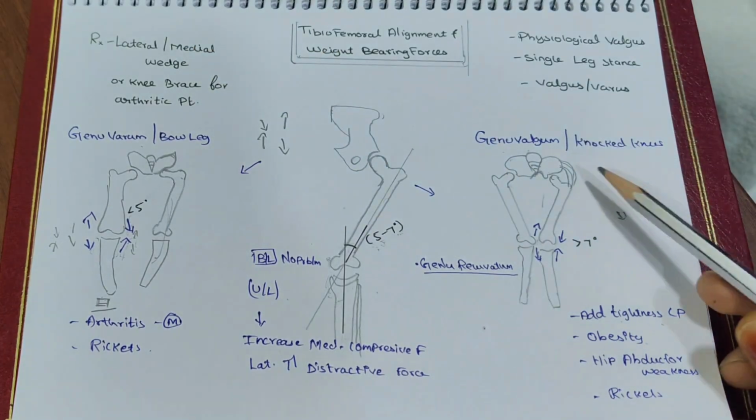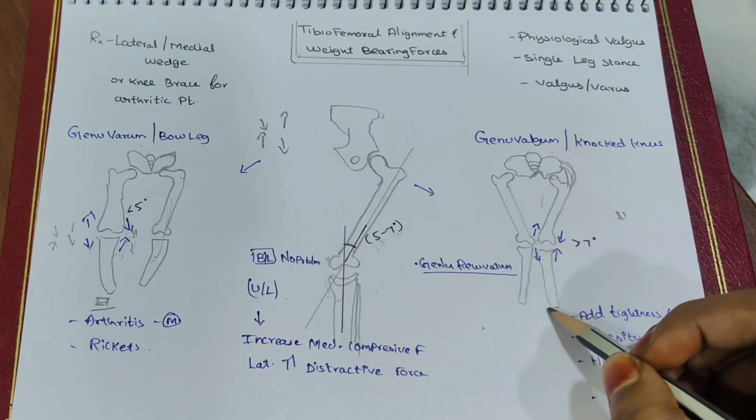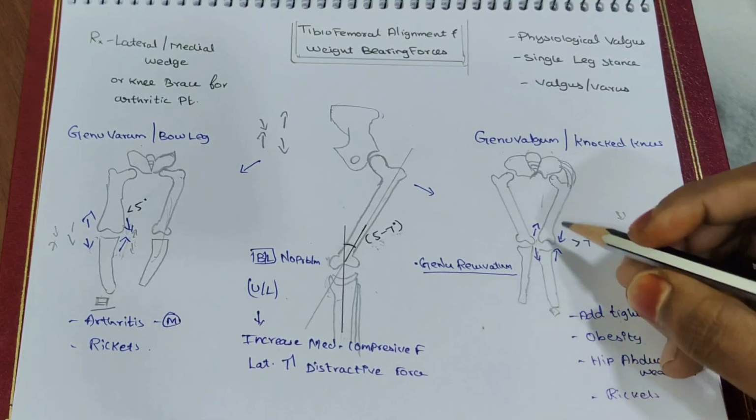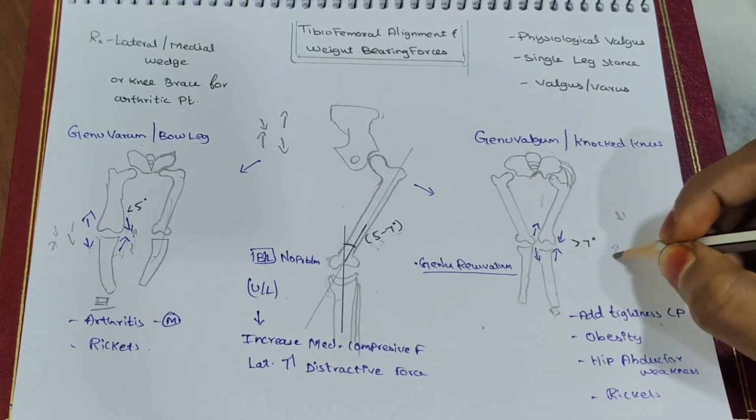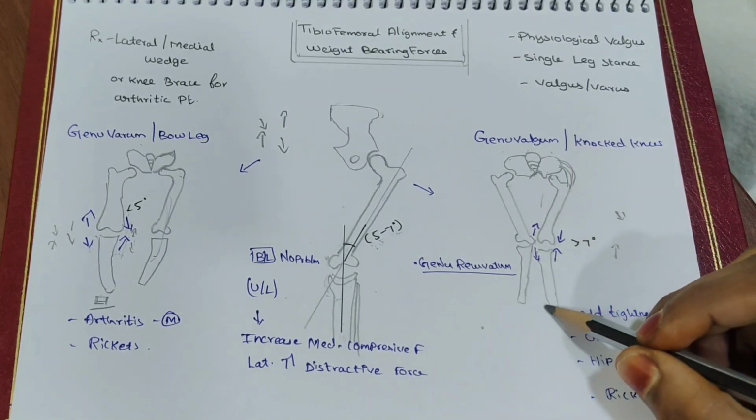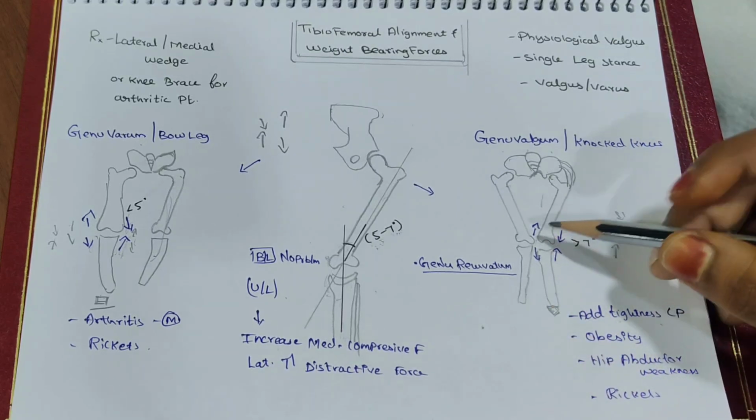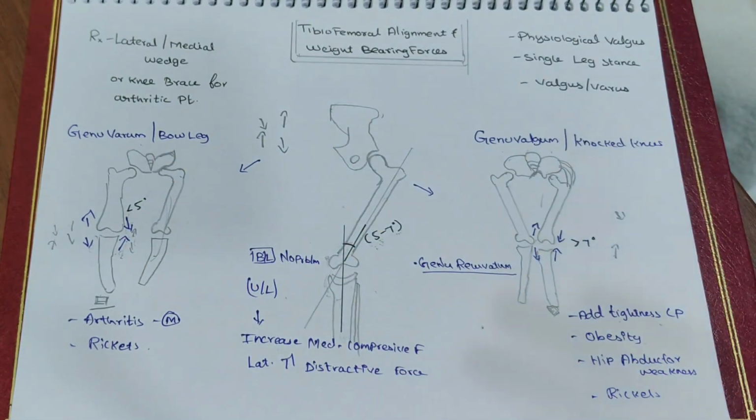For genu valgum we will give a medial wedging. Wedging creates a compressive force. Okay, make sure the concept is clear. Wedging creates a compressive force. If you give the medial wedging, the medial side gets a compressive force. It is the opposite, to balance the compressive force and distractive force. This is the major thing.